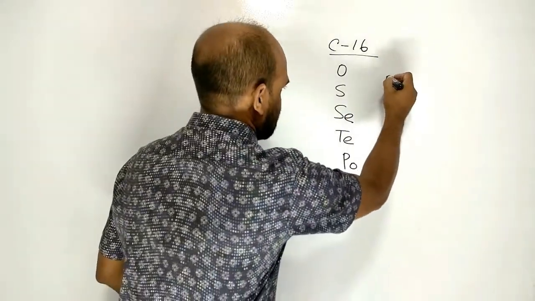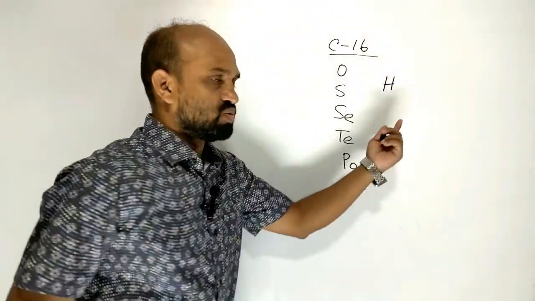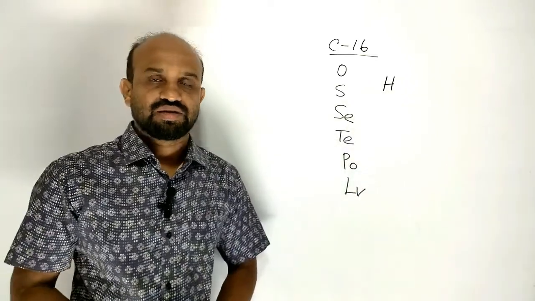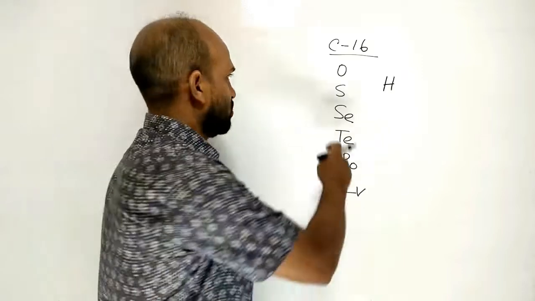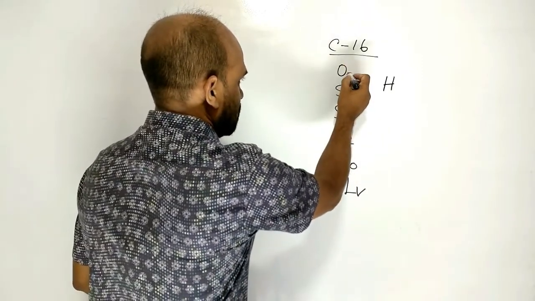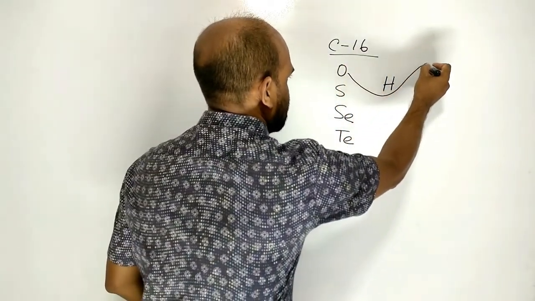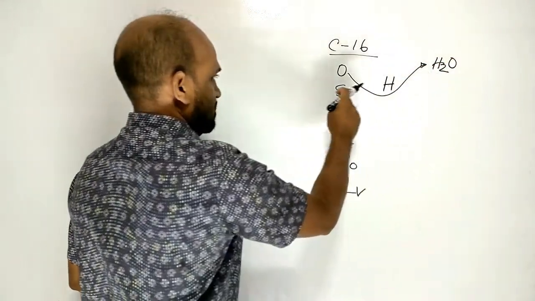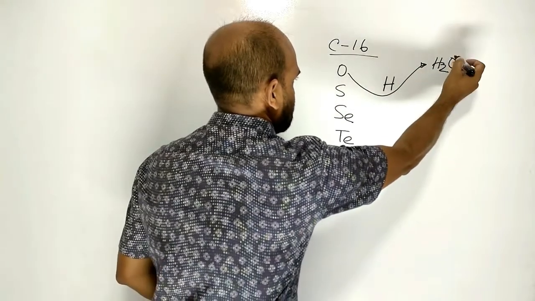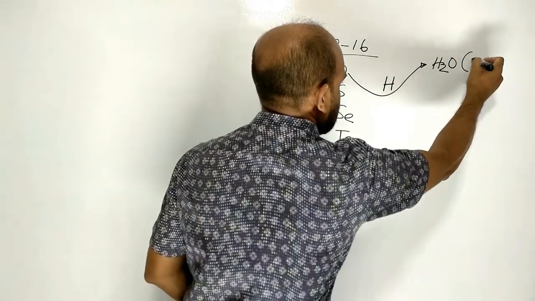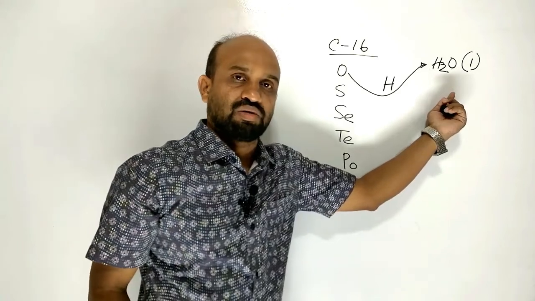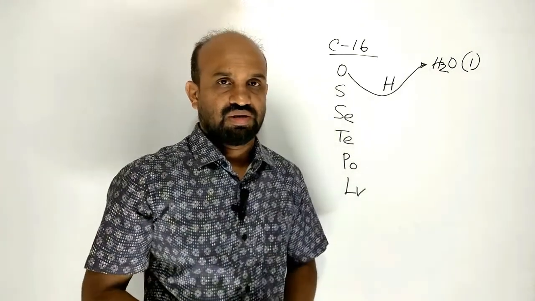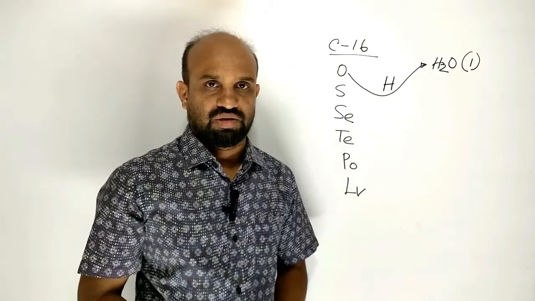Another element, hydrogen, which is the first element in the periodic table and the lightest element as well. Oxygen with hydrogen forms hydrogen oxide, which is liquid at normal condition. Hydrogen oxide, which is known as water, is liquid at normal condition.